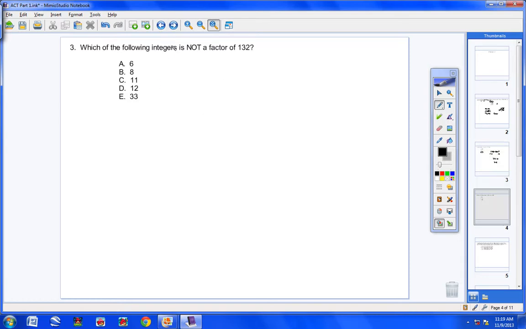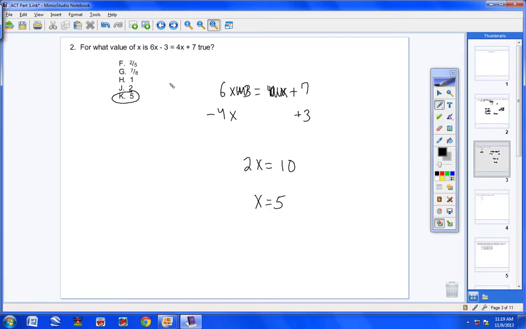Let's move on now to number 3. Which of the following integers is not a factor of 132? Oh, by the way, I'm sorry, let's go back. What were they trying to test you on here? They want to see if you remember how to solve simple linear equations. They also wanted to know if you understood the wording: for what value of x is this expression true. And whenever a value is true, that means it satisfies the equation. That means it's a solution. So that's what they were kind of testing you on.